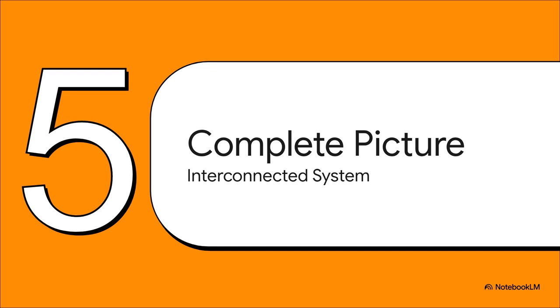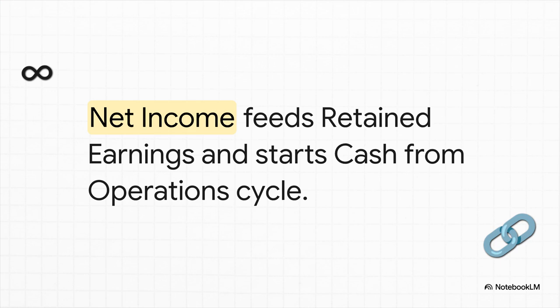Finally, Part 5, the complete financial picture. So we've looked at the balance sheet, the income statement, and the cash flow statement. But these aren't isolated documents. They form one single interconnected organism. Here is the magic link that ties the entire story together. Look at net income, the bottom line of the income statement. That single number feeds directly into the balance sheet by increasing retained earnings, building the company's equity.